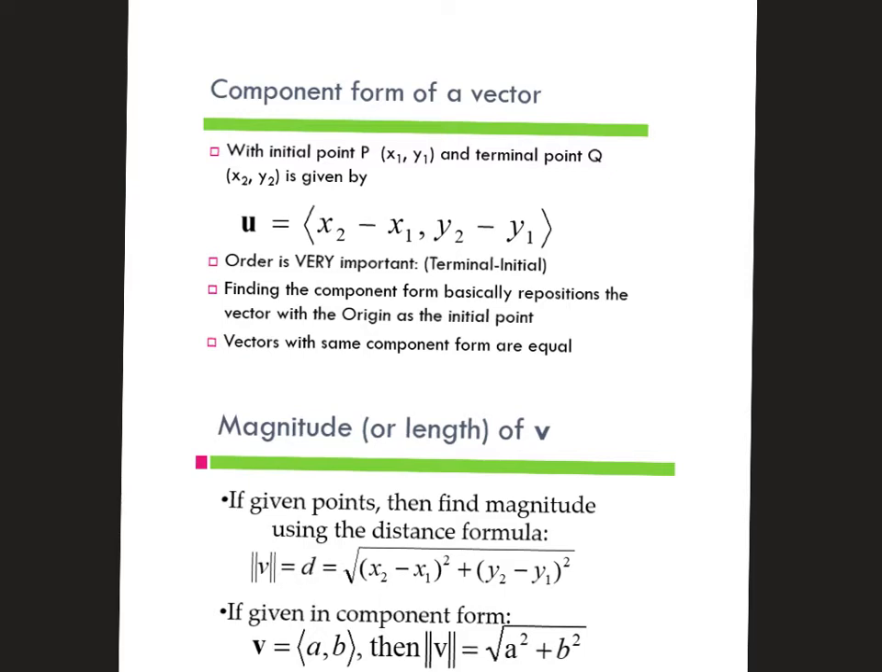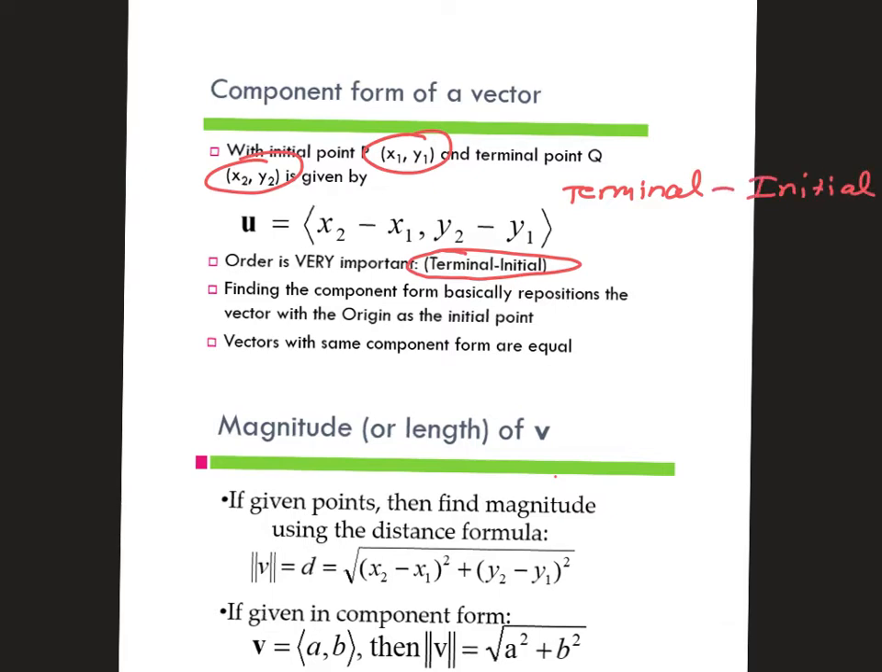When we talk about the component form of a vector, remember that's when they give us 2 points. So like here they gave me point P and they gave me point Q. And to find the component form, you have to use this little, I don't want to say formula, but you have to remember that the terminal point comes first, and the initial point is second. So it's always the terminal point, I'm going to write this out, I know it's written there, but I want you guys to see it, minus initial.